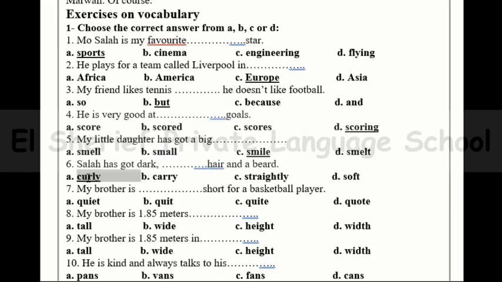Now number 7, my brother is short for a basketball player. And I'm going to use a word from quite, cold. And yes, it's so easy and clear, and the answer is going to be quite. My brother is quite short for a basketball player. Now let's move on to number 8. My brother is 1.85 meters.